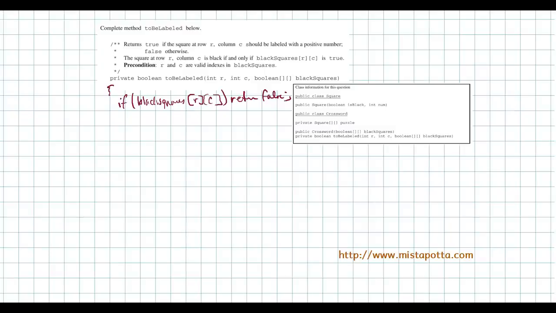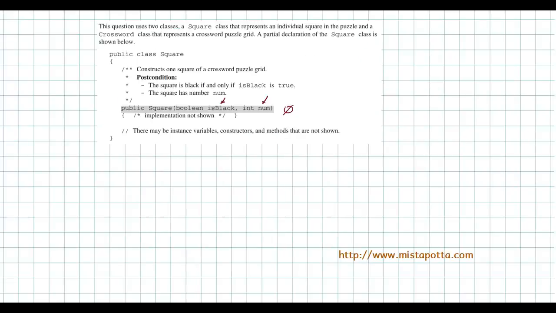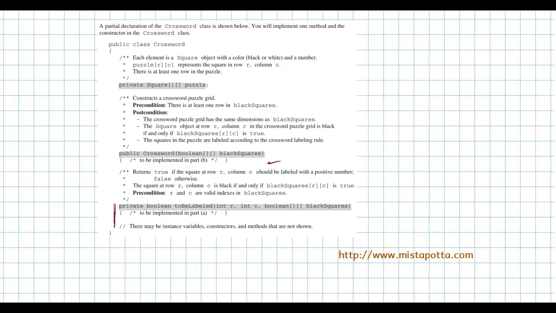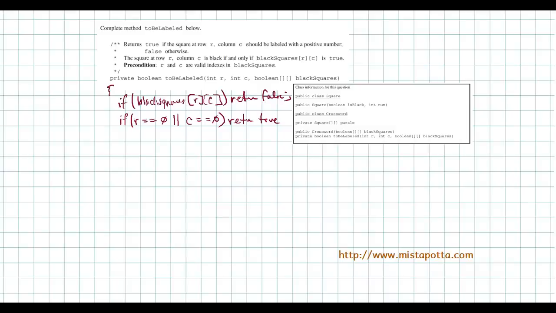Otherwise, now I need to check the positioning. So if R is equal to 0 or C is equal to 0, then we want to return true. Because as we said, as long as it's on the top row or that leftmost column, all of those blocks, as long as they're not black, are going to get a number. So if that's true, then we want to return true.